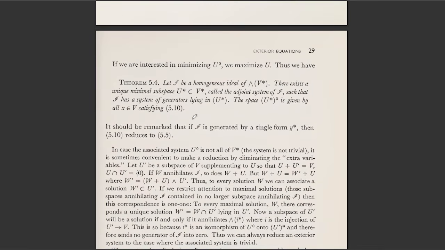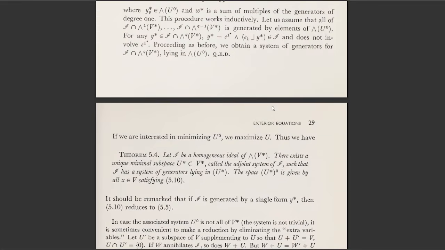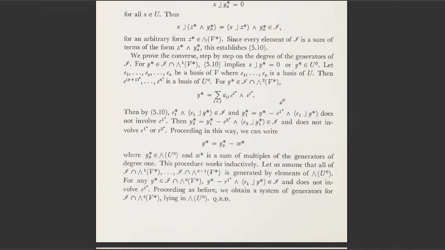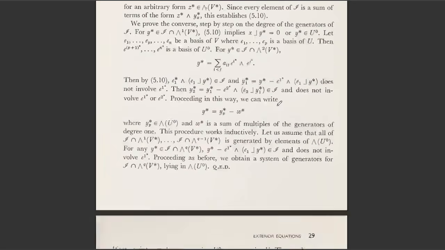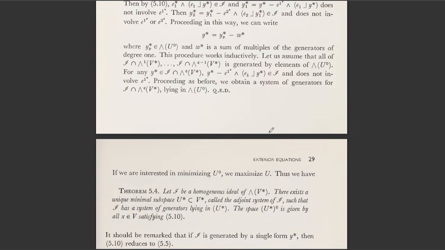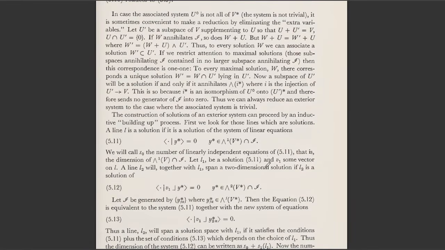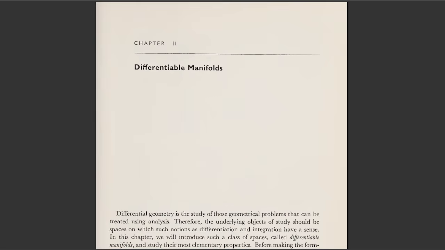And of course, he's giving you a survey of the landscape, of ideals and properties of these exterior algebraic types of properties as well. So it's very nice. But let's move on to chapter 2.